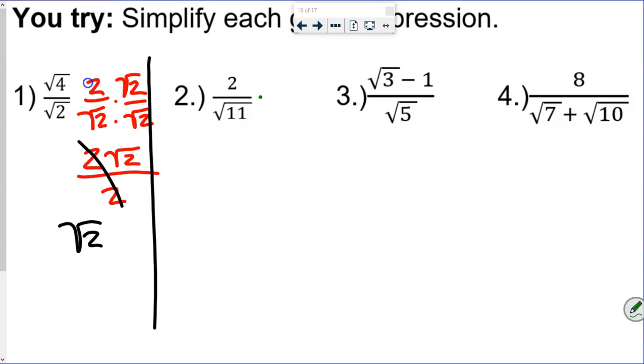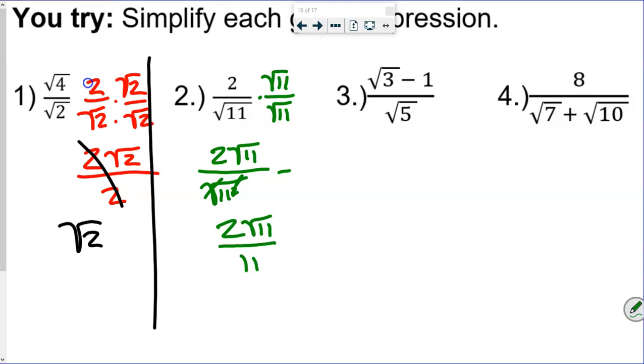Here, we're multiplying both top and bottom by the square root of 11 over the square root of 11. So this is 2 square root of 11 over, and hopefully you can see this by now, because isn't this really the square root of 11 squared? So that's just 11, right, y'all? So this is, again, 2 square root of 11 over 11. Should be able to see a pattern emerging here, y'all.